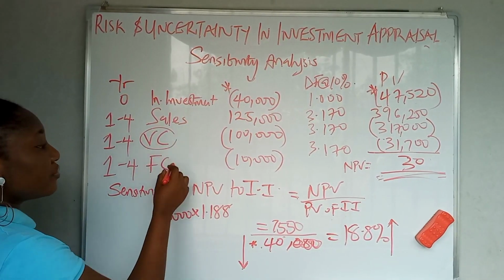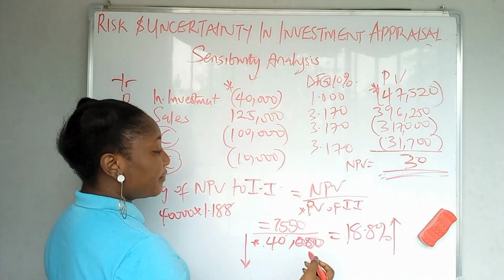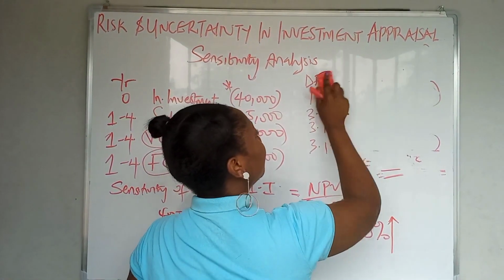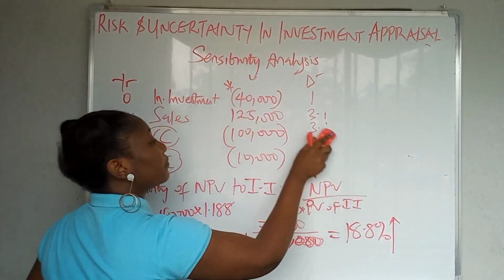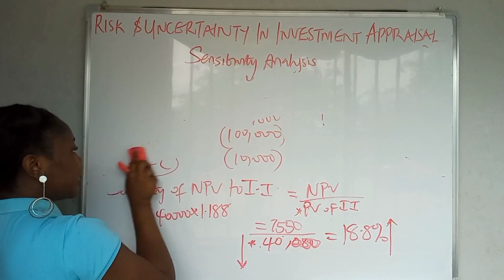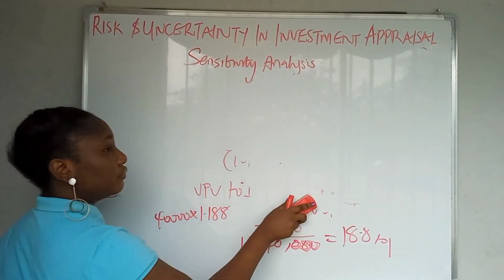So you can always do the same for variable cost and for fixed cost. Just put your factor under the NPV and always interpret your result, because anybody can know the formula, but not everybody can interpret it. When you interpret it, you prove to the examiner that you actually understand what you're saying. Now let's go to the next approach, which is probability analysis.